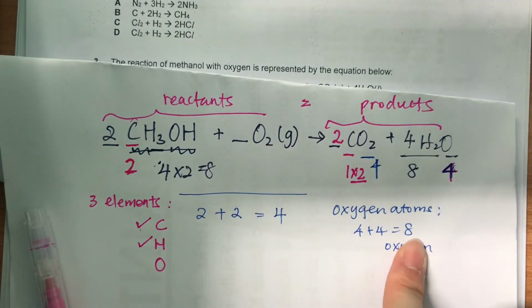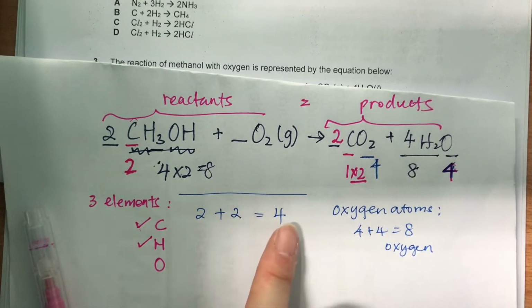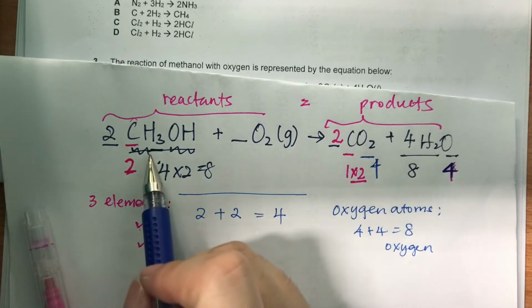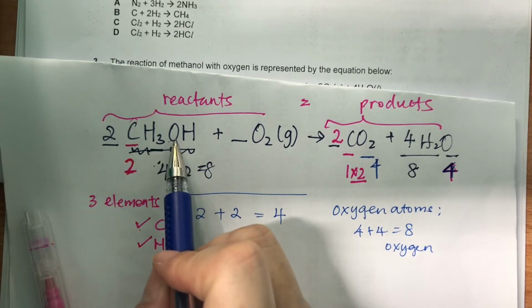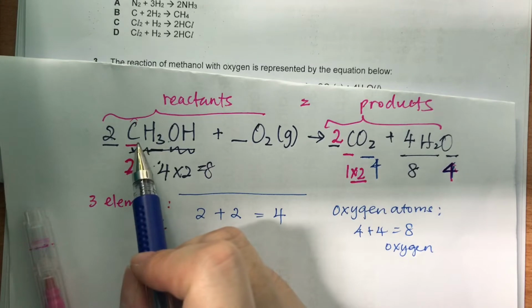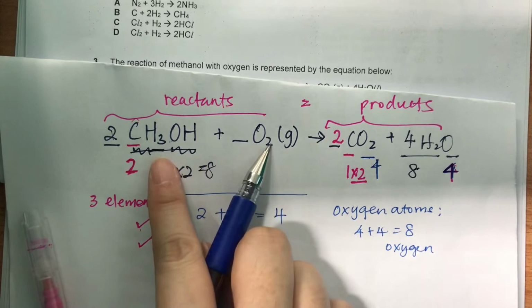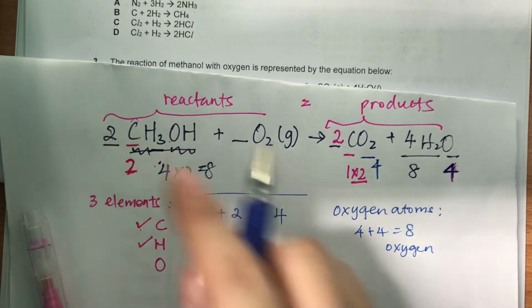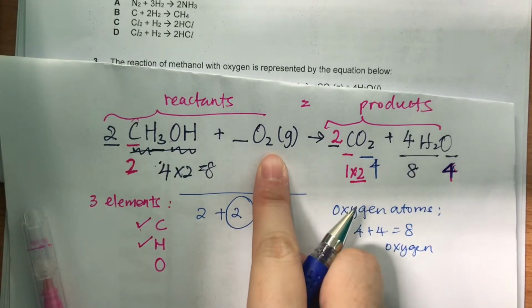Now 4 and 8 is not balanced, of course, so we have to change the number either here or here to make oxygen balance. However, if you change this number, not only this oxygen gets changed, you also have to change carbon and hydrogen and everything. You need to try again and balance. So we try not to touch this molecule's coefficient anymore. The coefficient is the number that we put in front. So instead, I want to target this because there's only one element here, which is oxygen. So it's easy to balance this.